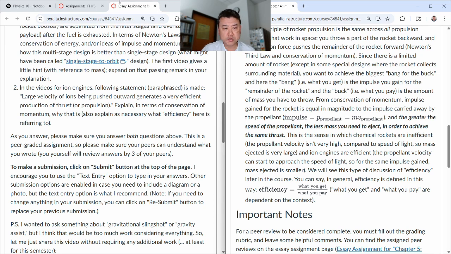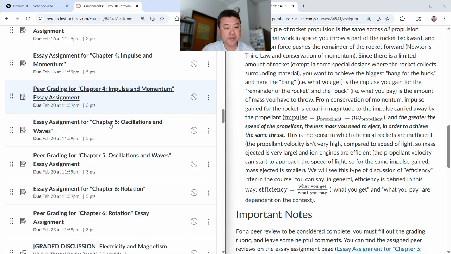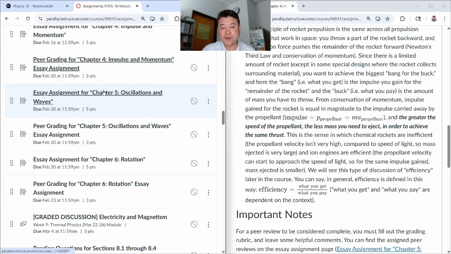Okay, we got 2 more chapters remaining. Let's look at that. Chapters 5 and 6. So chapter 5 is the one that had that Chladni plate thing.